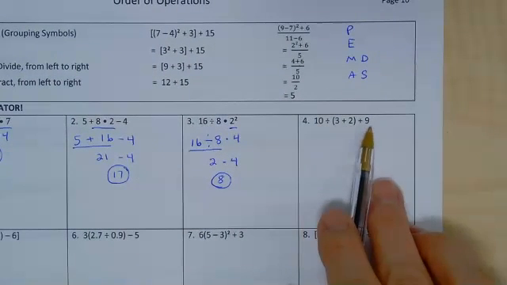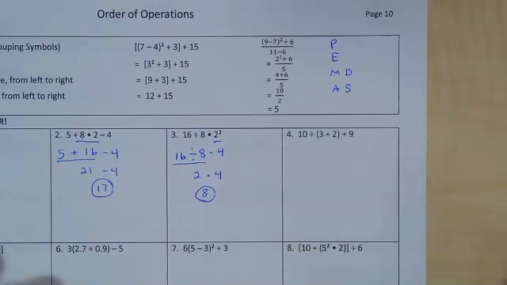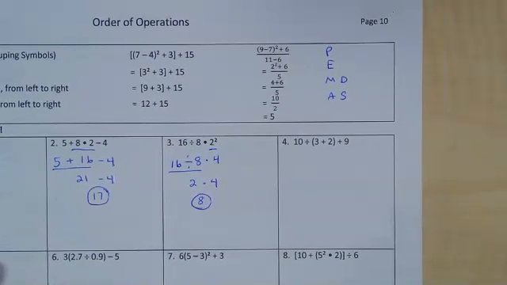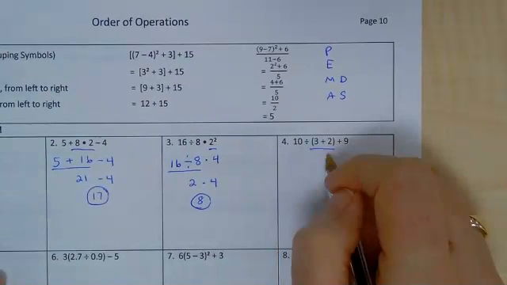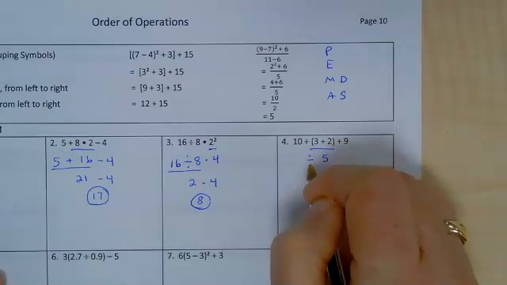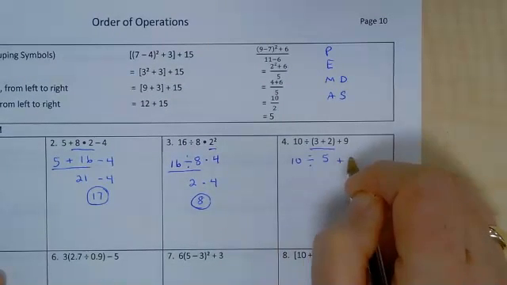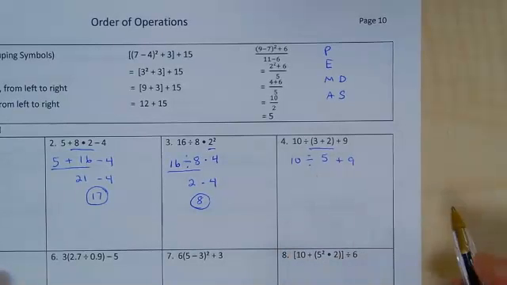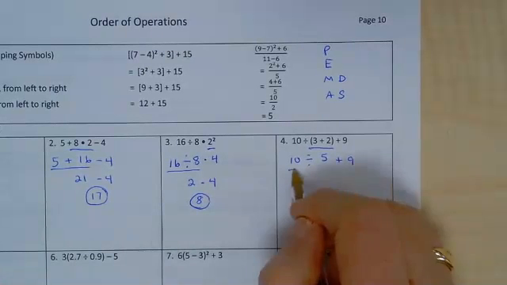Divide, parentheses, and add. Where do I begin, Cohen? Perfect. So 3 plus 2 is 5. Then I copy everything else down. Now I've got divide and add. What comes next, Cohen? You betcha.